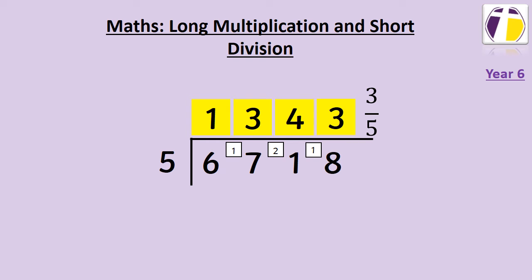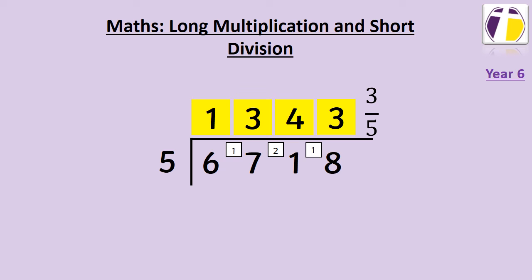We have also been looking at short division this week. You will see on the screen an example of a short division calculation. 6,718 divided by 5. We begin by looking at how many 5s go into the 6, which we know represents 6,000. We know it is 1 and there is a remainder of 1. So we carry our remainder of 1 across and then we are working with 17. We complete this to get an answer of 1,343.